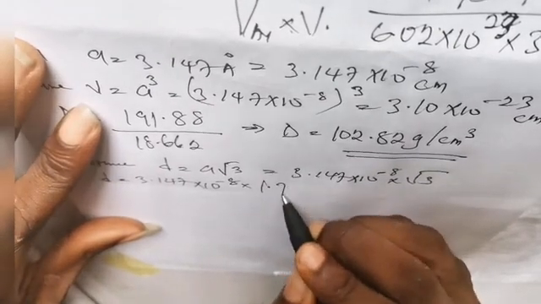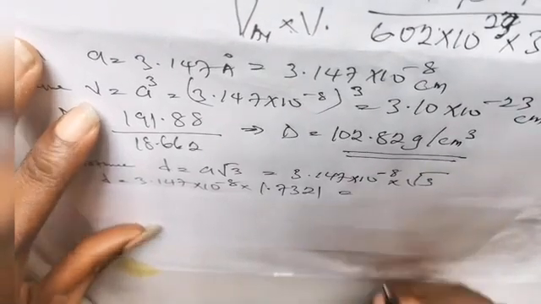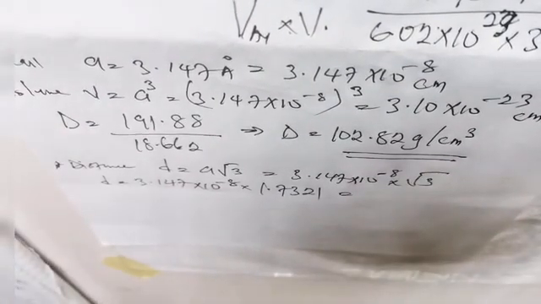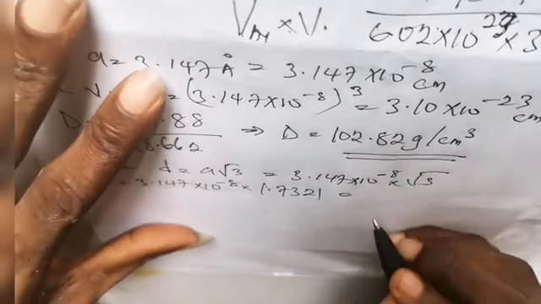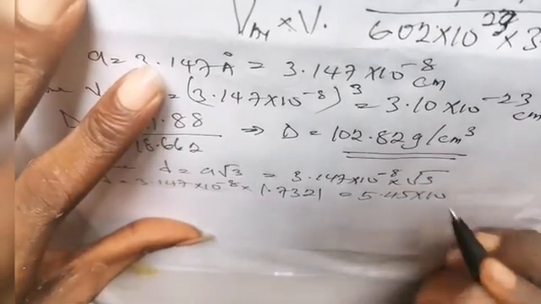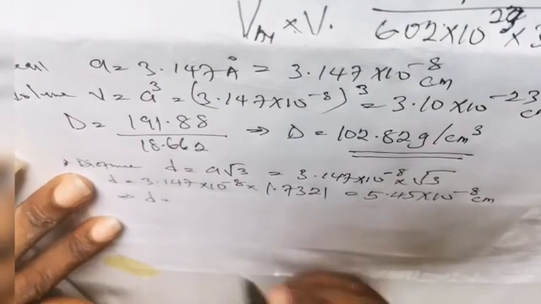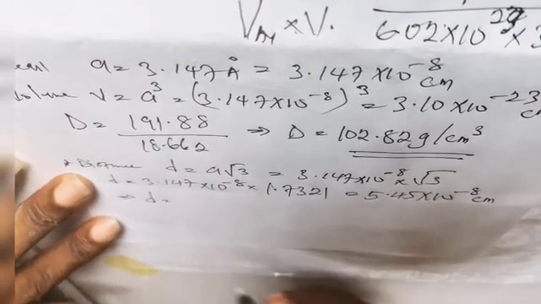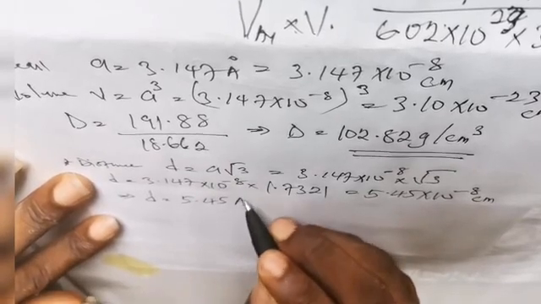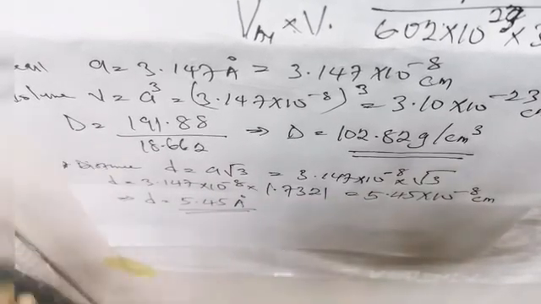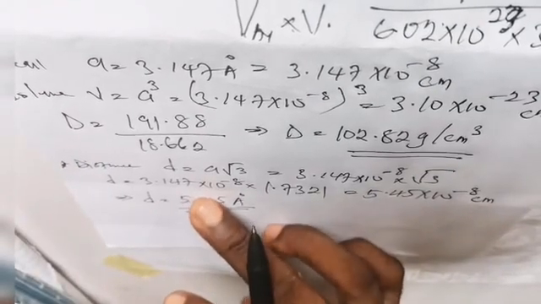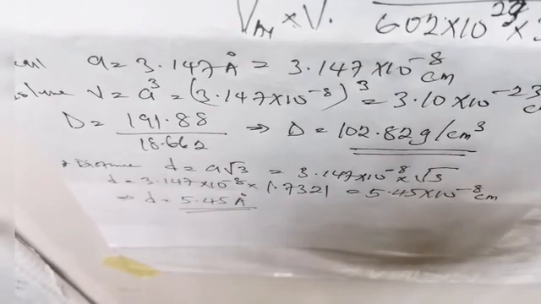1.7321 approximately. So multiply this by 3.147 in Angstrom units. You have 5.45. You have 5.45 by 10 to the power of minus 8 centimeters. So you can actually say the distance between atoms is equal to 5.45 Angstrom units. That becomes the distance between two nearest atoms. Okay, so that's the first part of question 2 answered.